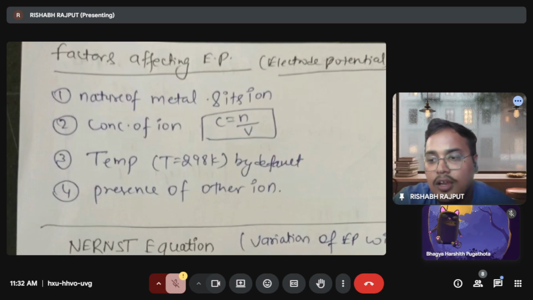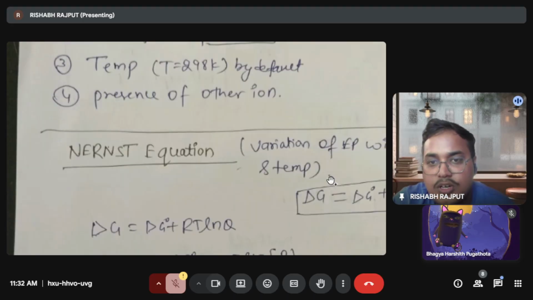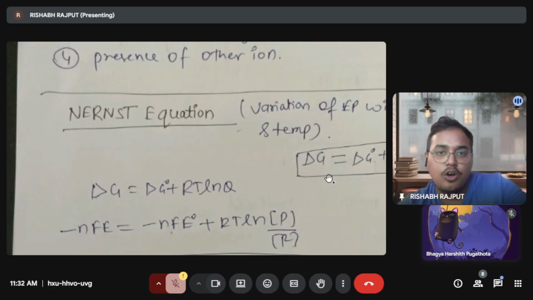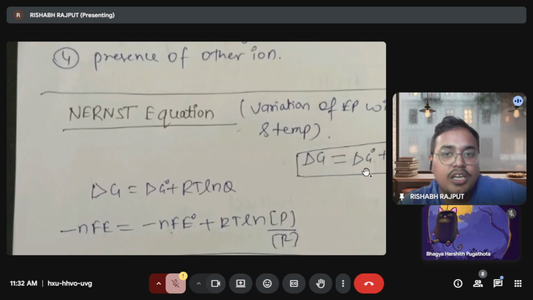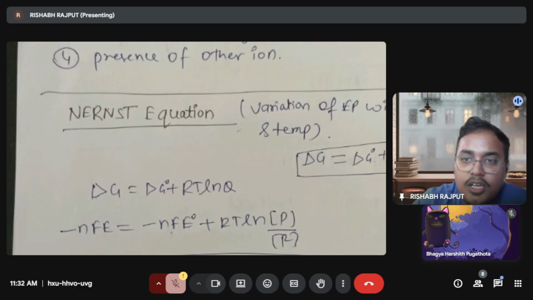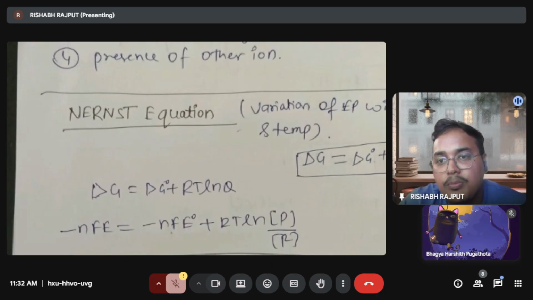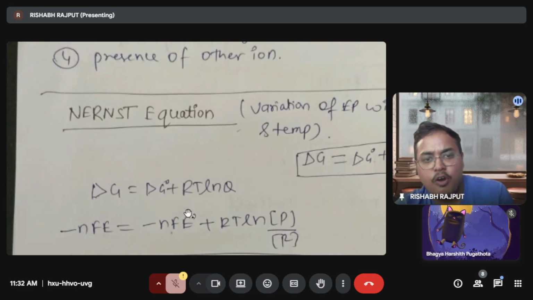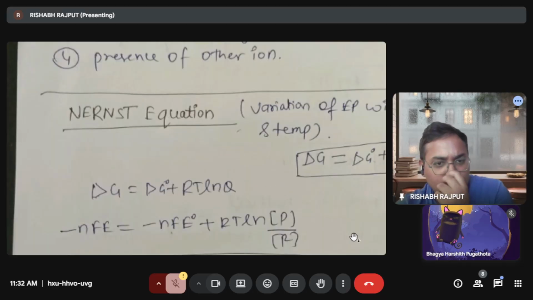Okay, guys, now we are going towards the numerical. From thermodynamics, we know delta G, the Gibbs energy, is equal to delta G naught, the standard G, plus RT ln Q. R is the universal gas constant, T is the temperature, and Q is the reaction quotient, which at equilibrium is product concentration upon reactant concentration. From here you can derive the formula. Please, guys, do not worry about the derivation. Just the main formula is important here.